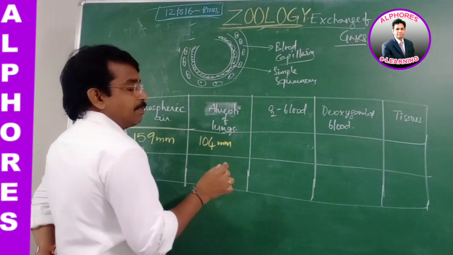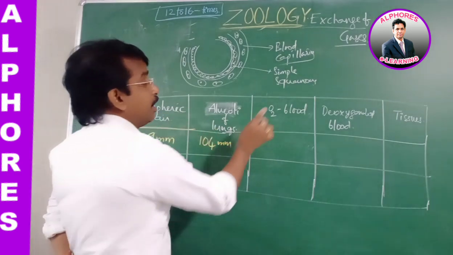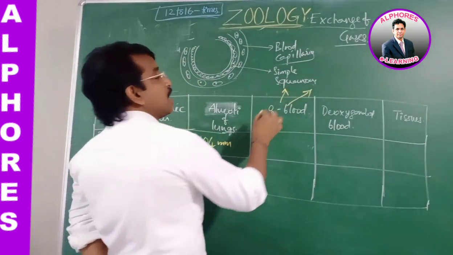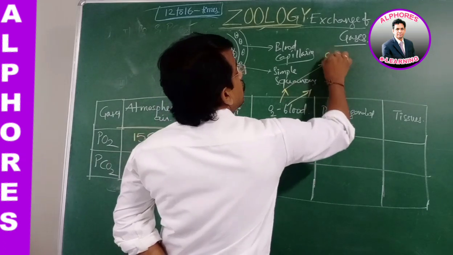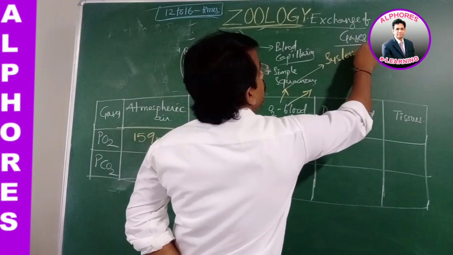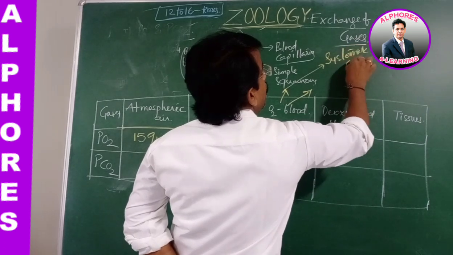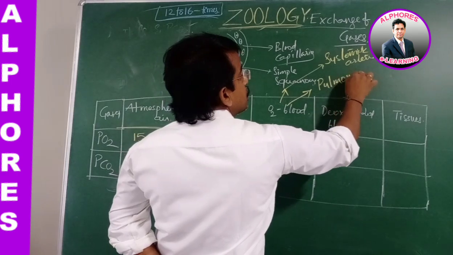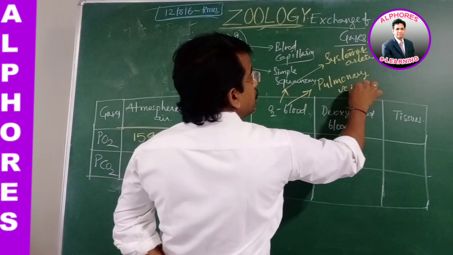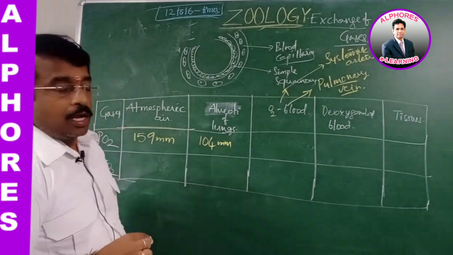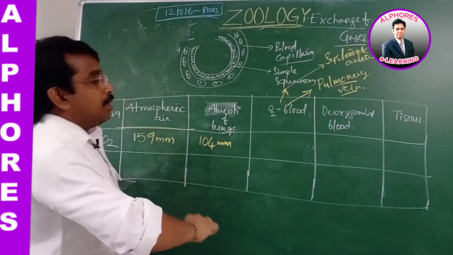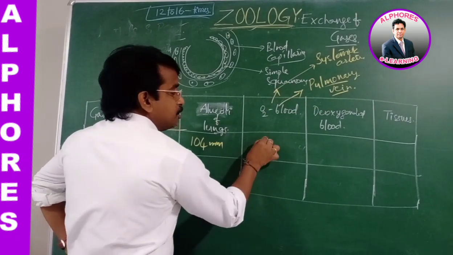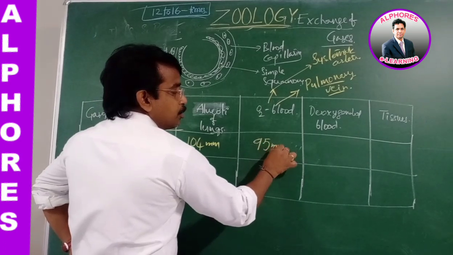Oxygenated blood. The blood vessels that carry oxygenated blood are none other than the systemic artery and the pulmonary vein. So, the oxygenated blood carried by the systemic artery and pulmonary vein has a partial pressure of oxygen of 95 mmHg.